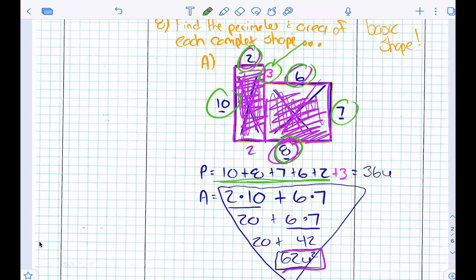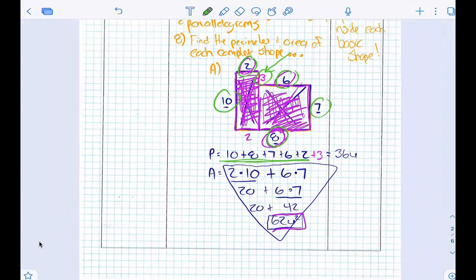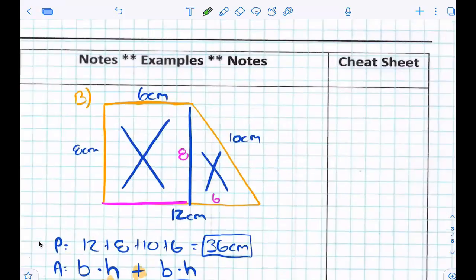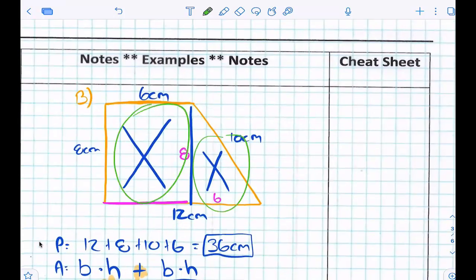Because remember this 3 that is now there, it wasn't there in the first place, was it? You had to figure out what it was. So a lot of you forgot to count up how many sides we needed to add together. Yes, no? So make sure you do that. And then sometimes you're going to have some missing sides that you need to calculate. Okay, another example. Basic shape, right?